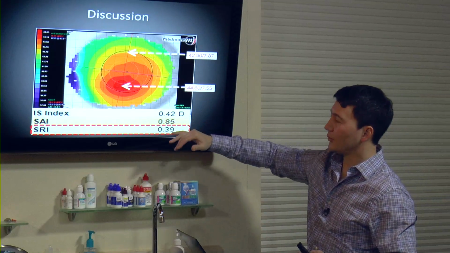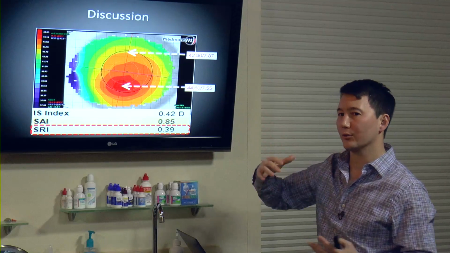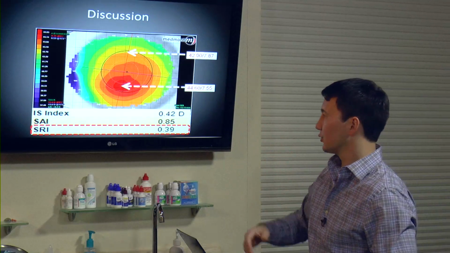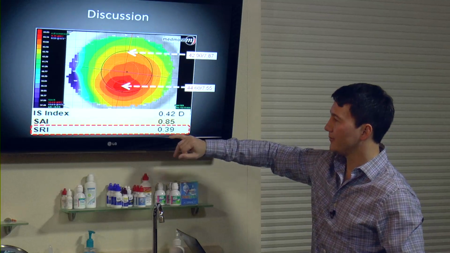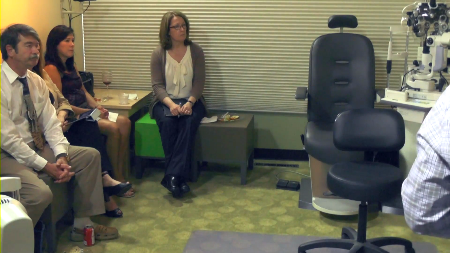So notice how all these numbers, the higher they go, the more abnormal the eye is. The closer to 0, the more normal the eye is. So threshold for the IS is 1.5. Threshold for surface asymmetry is 1. Threshold for surface regularity, or of disease, is 0.8.